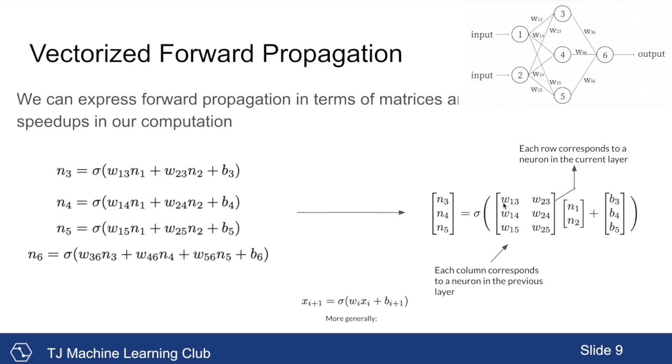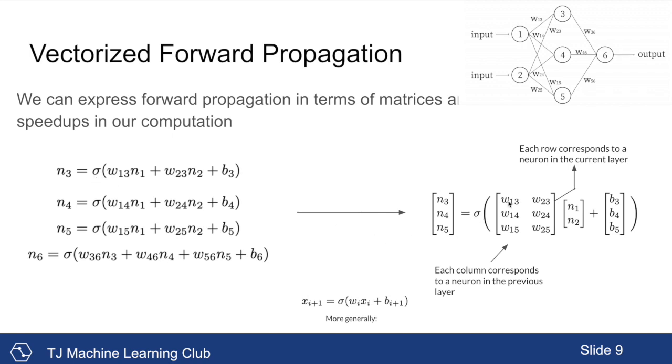You do w13 times n1 plus w23 times n2, and that's exactly what we have here so far. And then you add the bias term here. And then once you have that, you just put it all through your activation function. And that's represented by this, right?